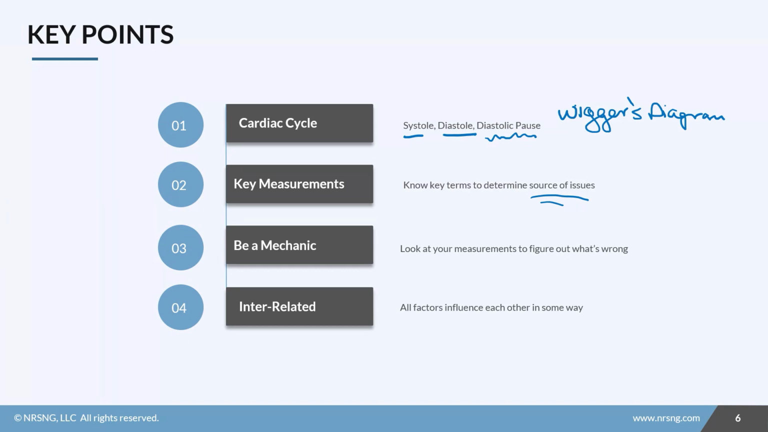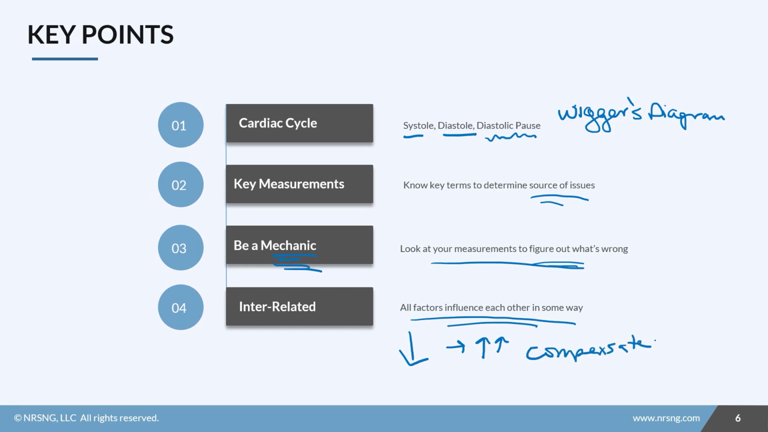Think of the hemodynamics like different things a mechanic checks on a car. There's tire pressure, gas mileage, coolant levels, etc. So depending on which one is out of whack determines how they need to proceed. But ultimately, they all need to be functioning optimally for the car to run safely. As nurses, we are like mechanics, but for the heart. So look at those measurements and figure out what's going on with your patient so that you know how to help them. And then again, remember that all these factors influence each other in some way. If one of them goes down, we're going to need to increase the other ones in order to compensate. So everything is interrelated.